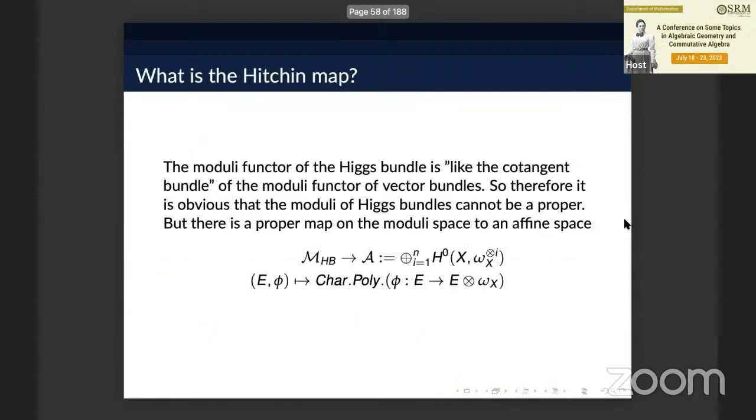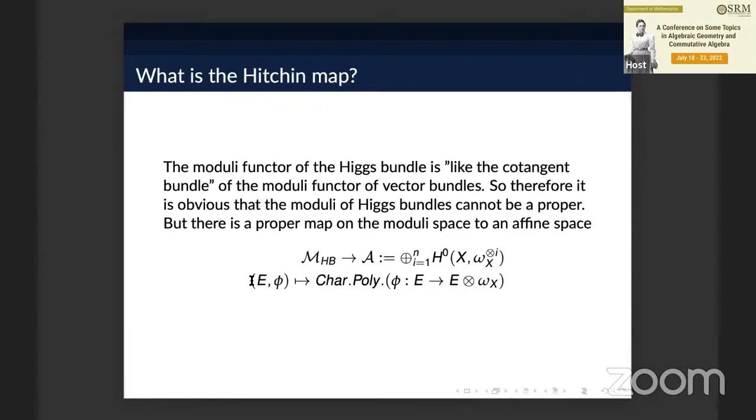Okay. So next I want to discuss the Hitchin map. As I said, the moduli functor of Higgs bundles is like the cotangent bundle of the moduli functor of vector bundles. Therefore, it is obvious that the moduli of Higgs bundles cannot be proper. But there is a proper map from the moduli space to an affine space, which can be described as follows.